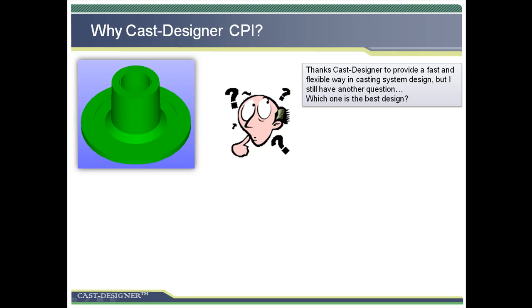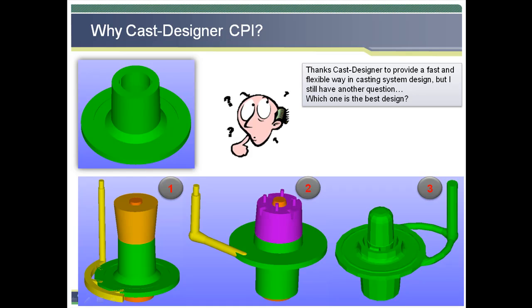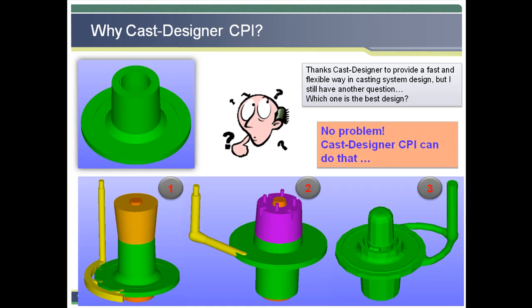Why do we talk about Cast-Designer CPI? The question and industry background is there. Cast-Designer helps create a casting system within half an hour, which is really good. However, the experience and knowledge always face some limitation for new material and process. In this case, who can evaluate my design? Who can tell me which one is the best solution?